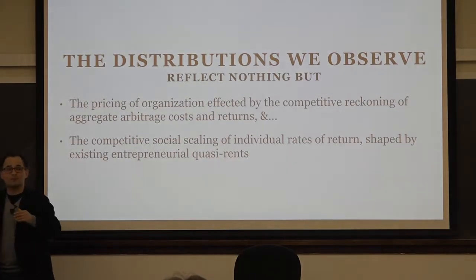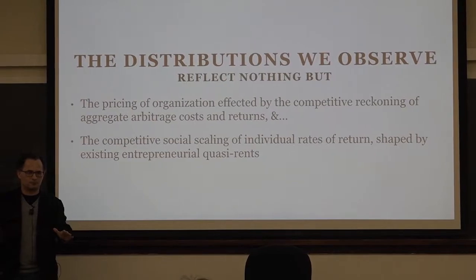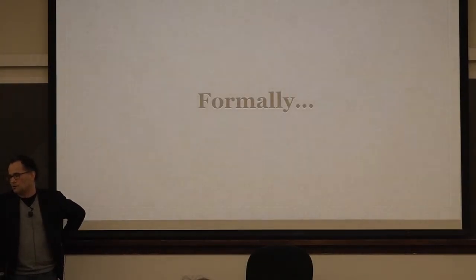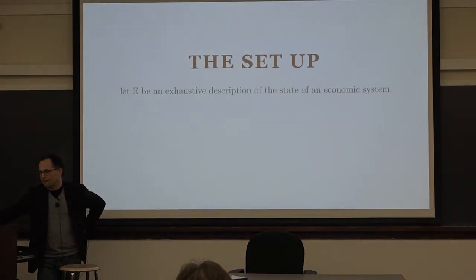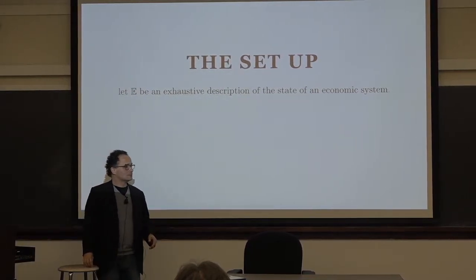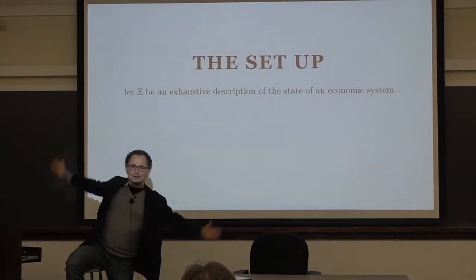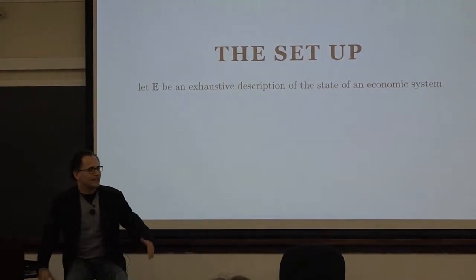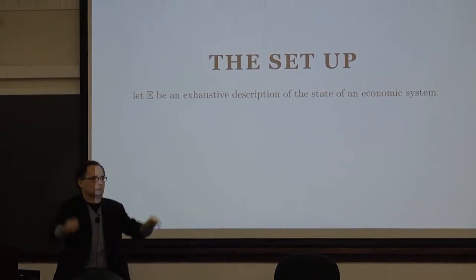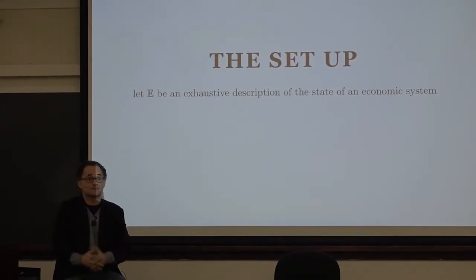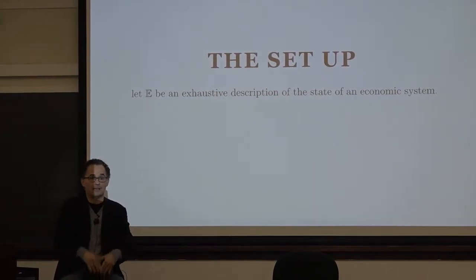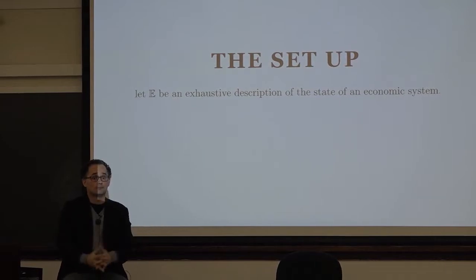Okay, let's do some math. So the broad setup. The cool thing about math is that you can cheat. So we have a complex economic system. Let's call its state at some point of time E. Whatever it is, we're going to call that state E, right? And we can even index this by time and say, hey, E evolves somehow. There's E.